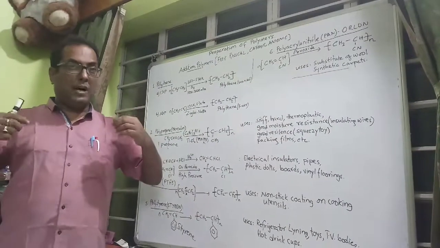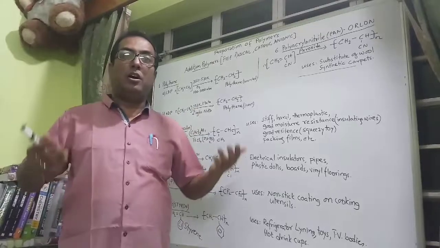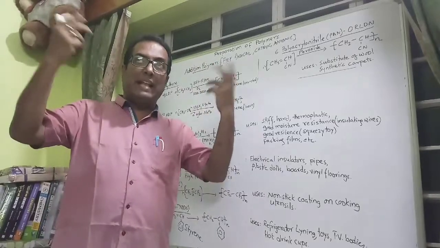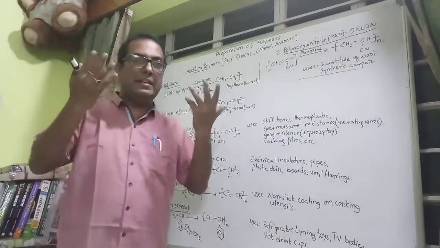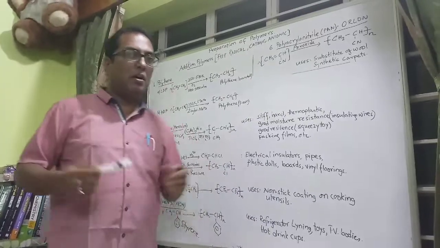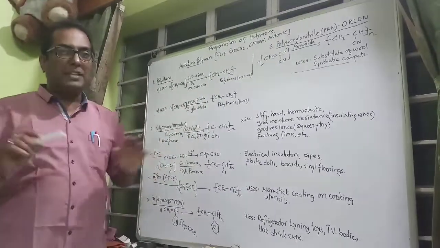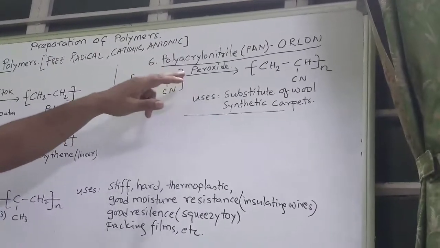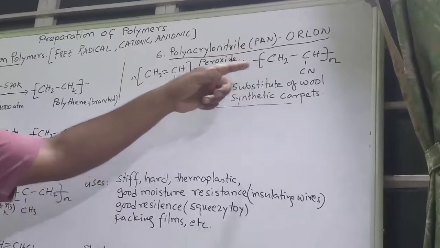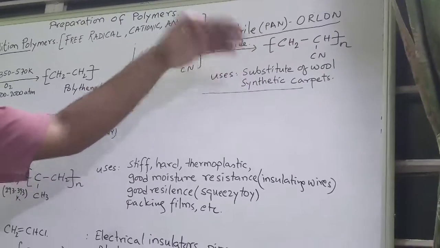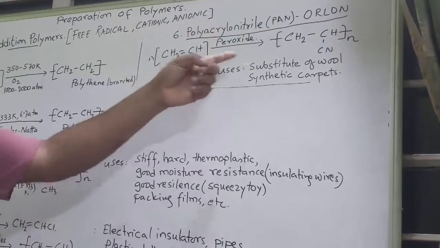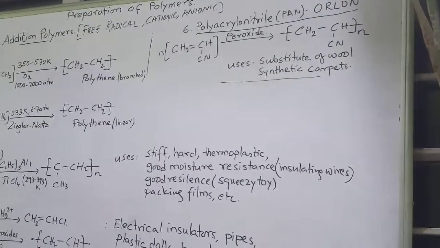But when you go out wearing a sweater made with Orlon or acrylon or the PAN, polyacrylonitrile, if the light falls on it, it will be scintillating, it will be shining. This is different from natural wool. Here we have the cyanide group attached with ethene. In the presence of peroxide, it adds n number of times to this acrylan. So polyacrylan or polyacrylonitrile, in short form we call it Orlon. It is a substitute for wool and it is used in making synthetic carpets.